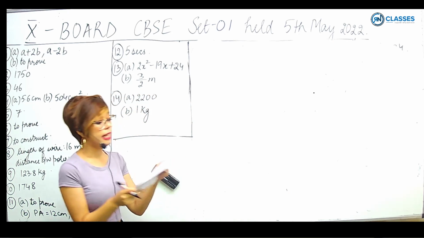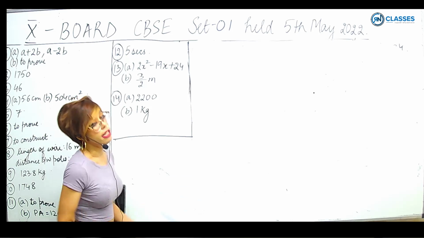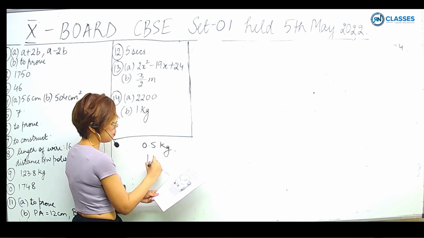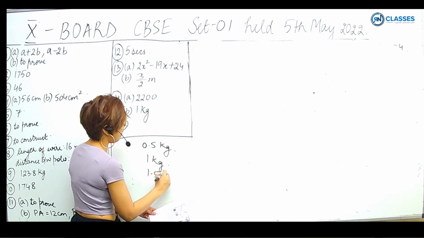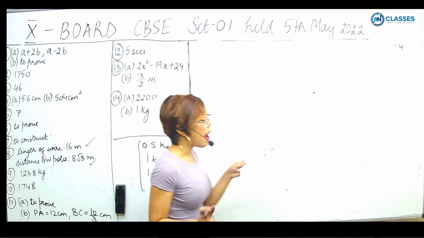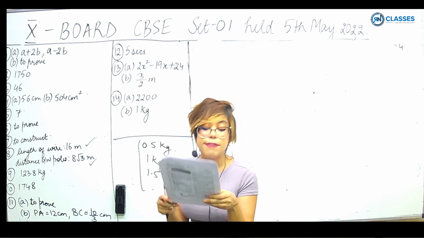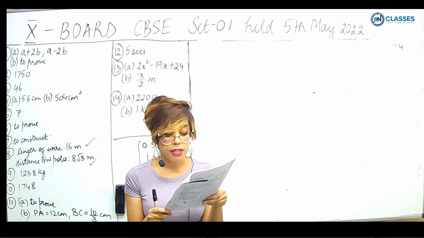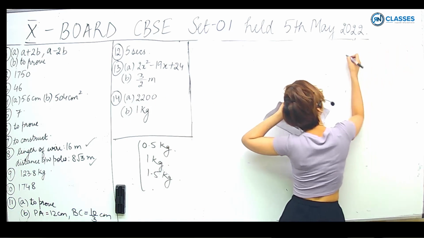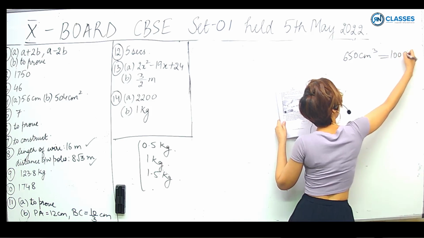Next part, the question B of this one. Now he is talking about the cake. He says the bakery shop sells cakes by weight, obviously. Either it has 0.5 kg, or it has 1 kg, or it has 1.5 kg, etc. You know how cakes are sold. To have the required dimensions, how much cake should they order if 650 centimeter cube equals 100 gram of cake?